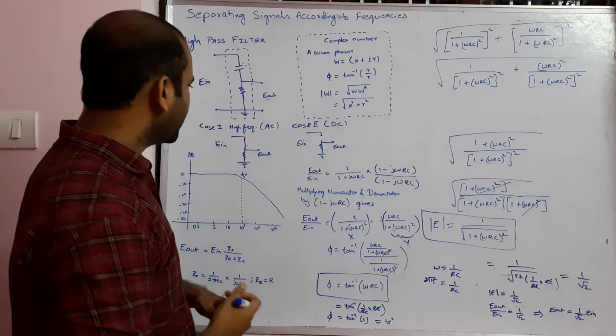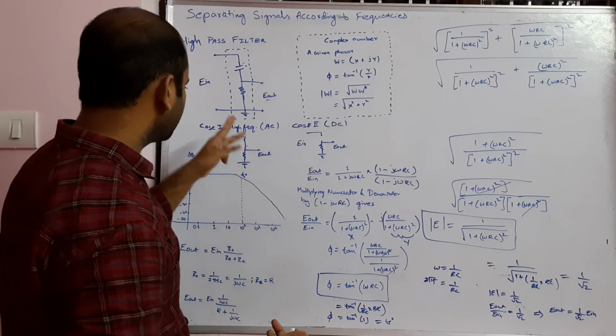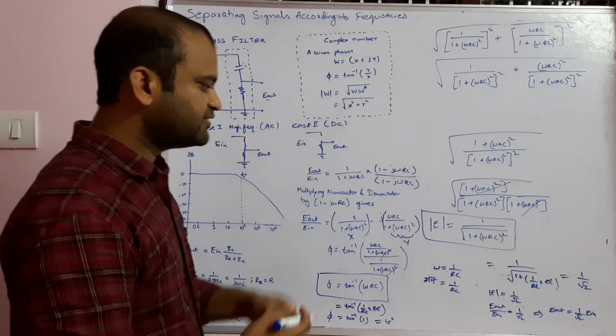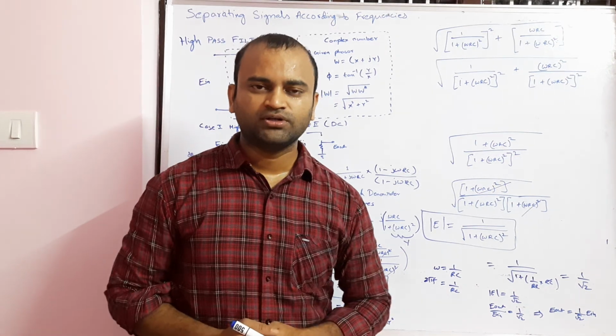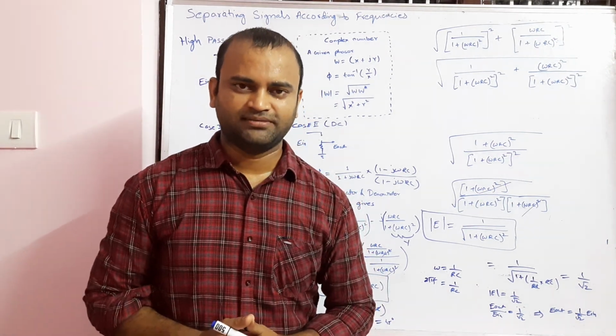So similarly, you can just substitute the same and do the calculation. You will get the phase angle and the amplitude for the high pass filter as well.